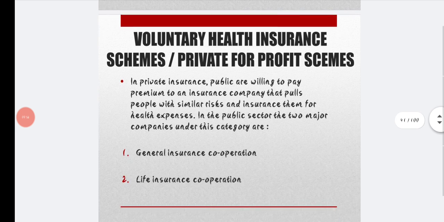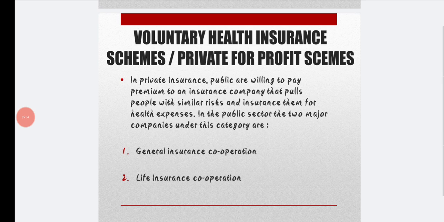Moving to the first one, the voluntary health insurance scheme or private for-profit scheme. It is given by private insurance companies, and it pools people with similar risk and insures them for health expenses. In the public sector, the two major companies under this category are GIC, the General Insurance Corporation, and LIC, the Life Insurance Corporation. If people suffer any health-related problem, these companies will give the insurance.